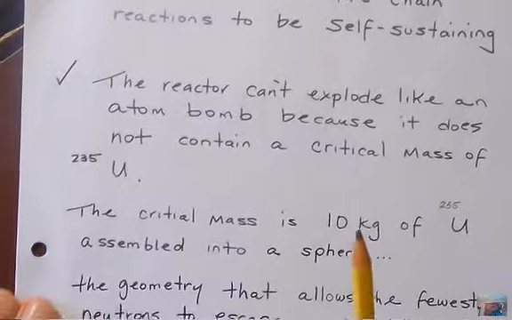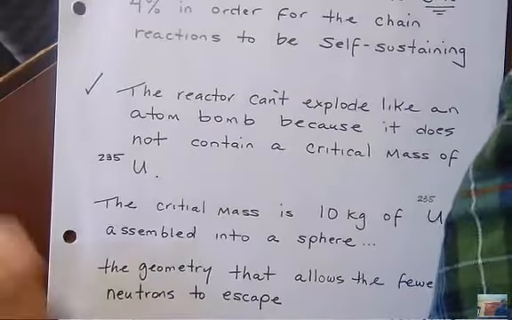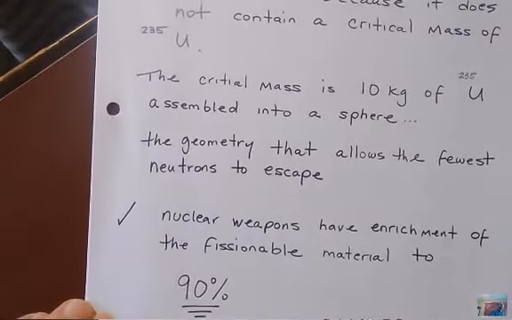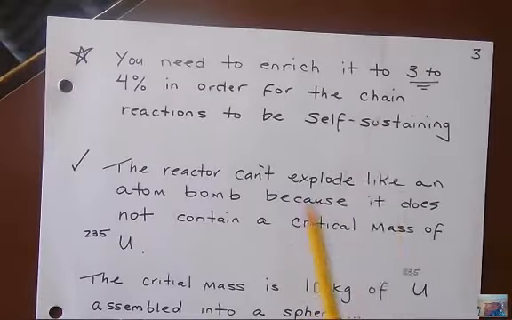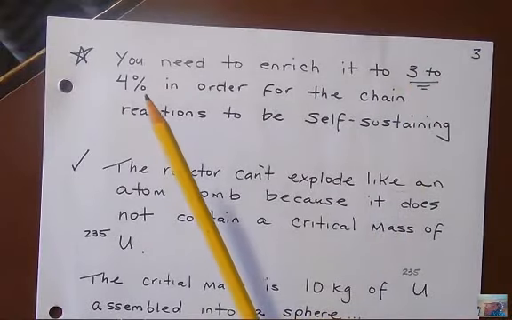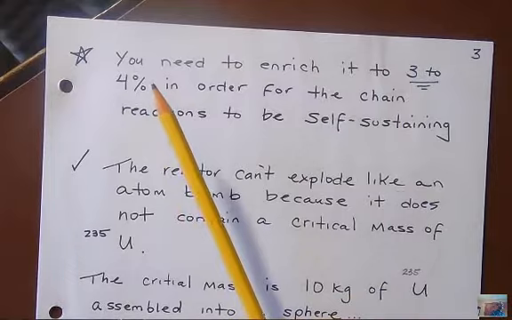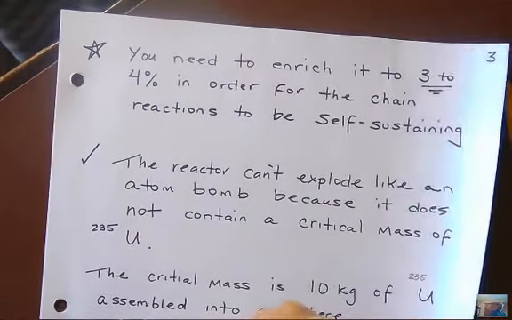So that's a good thing, right? That these two numbers are so far apart, right? 90% to make a bomb, just 3 to 4% enrichment in order to make a nuclear power plant.